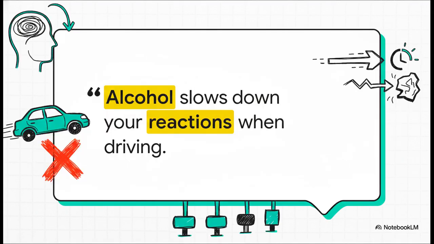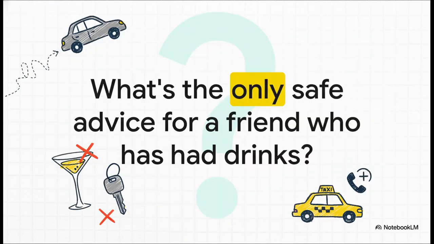So what's actually happening? Why is it so dangerous? Well, the science is really clear. Alcohol is a depressant. It slows down your brain and your body's reactions. That split second of reaction time you lose, well, that can be the difference between hitting the brakes in time and a terrible accident.